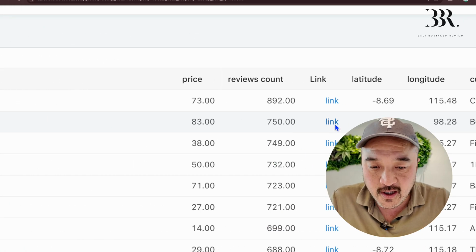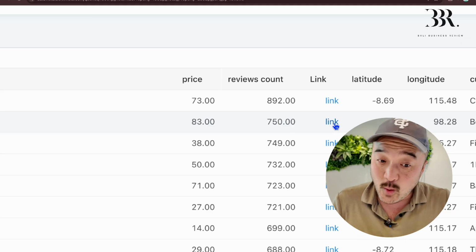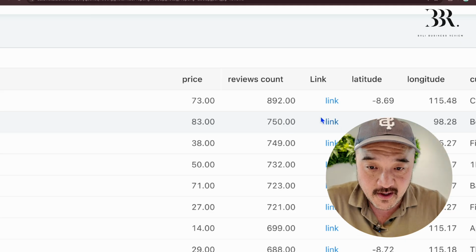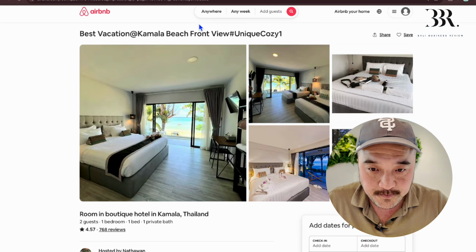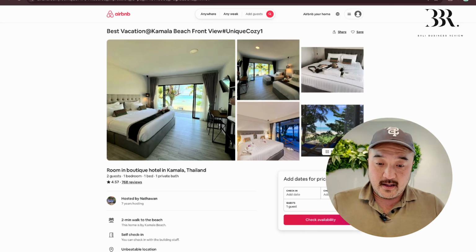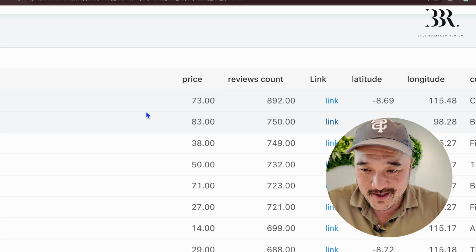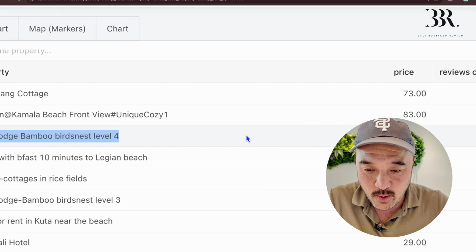Best Vacation Kamala Beach, front view, unique, cozy. Let's open that up and see. Once again, a lot of reviews, 750 reviews. So let's open that up and see what's there. Okay, wow. This is in Thailand. Okay, sorry, this scraping is irrelevant, so let's skip that one. Let's go to another one.